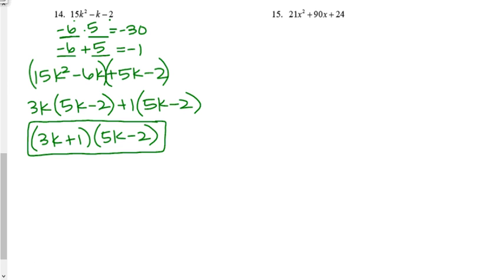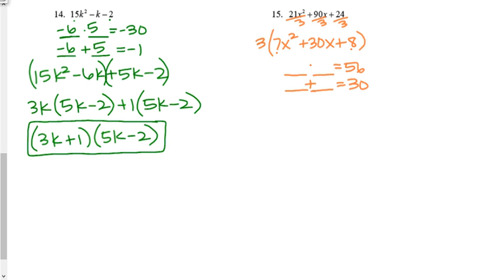And then finally, number 15, I do have a GCF here. I can take out a 3. So when I divide all those by 3, I get 7x squared plus 30x plus 8. And now I'm looking for, if I do my AC method, factors of 56 that'll add up to be 30.